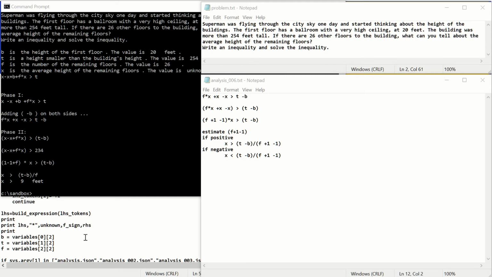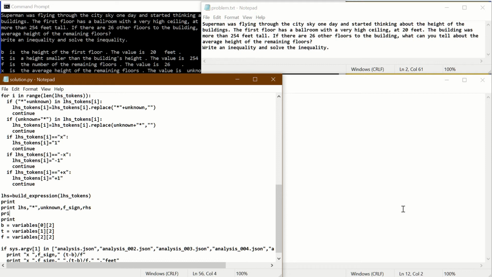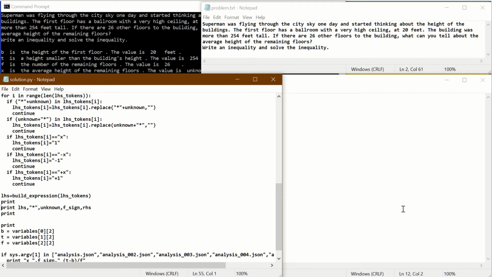Today I will add code to evaluate the left-hand side and the right-hand side expressions. So let's just do it. I will add an empty line first. And then I will copy this line.